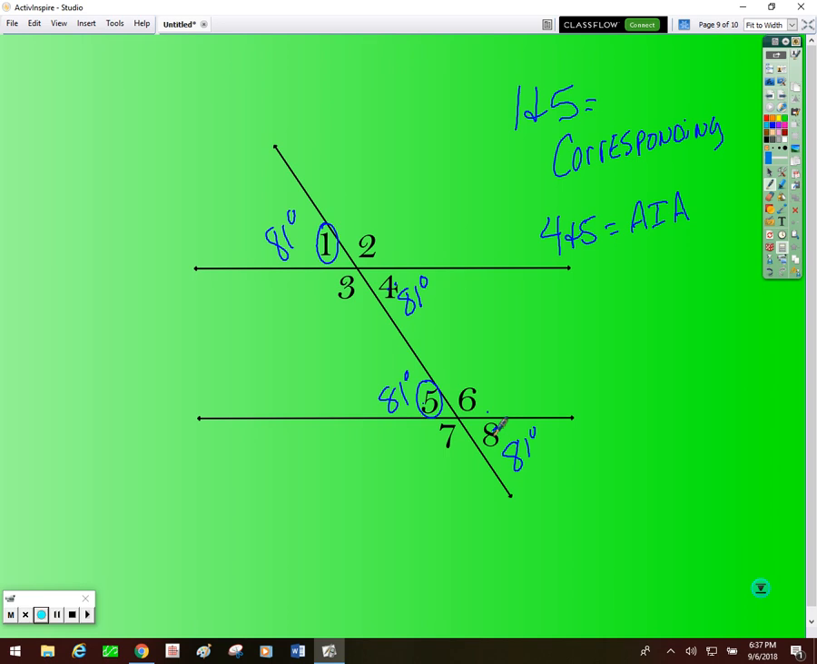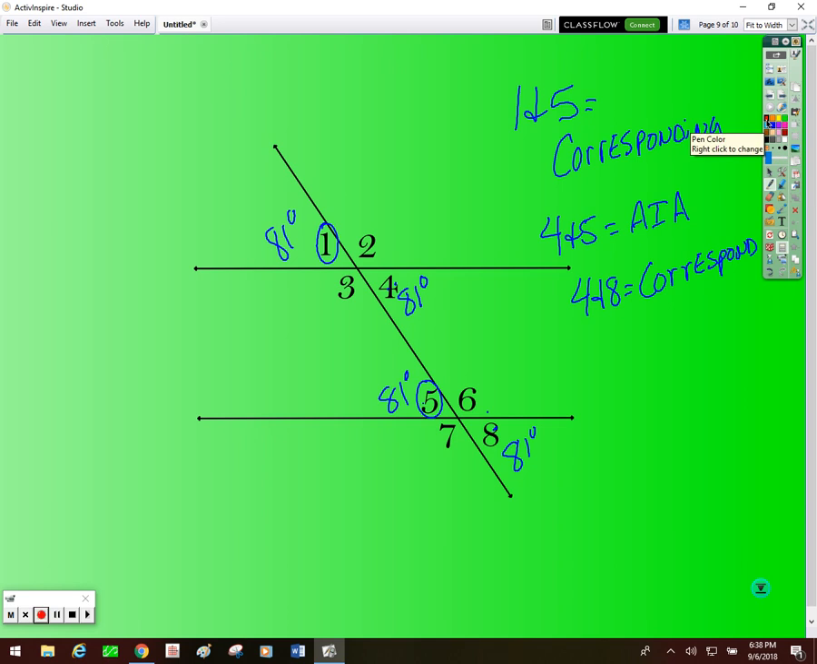So I'm just going to say real quick, 4 and 8 are corresponding. Same spot at two different intersections. They correspond to each other. Okay, so if that's 81, that's got to be 81. Okay, so then we have that part done. So those are all my acute angles.